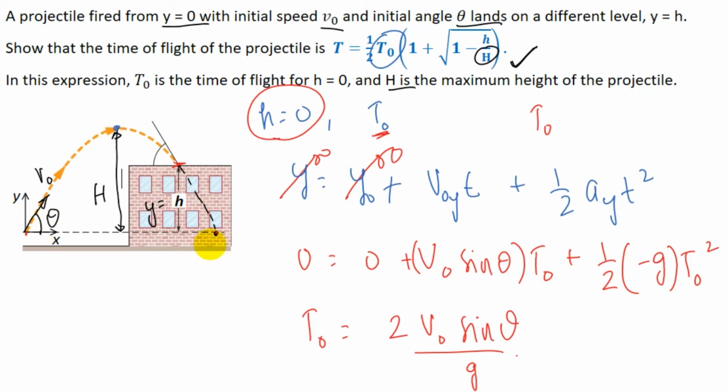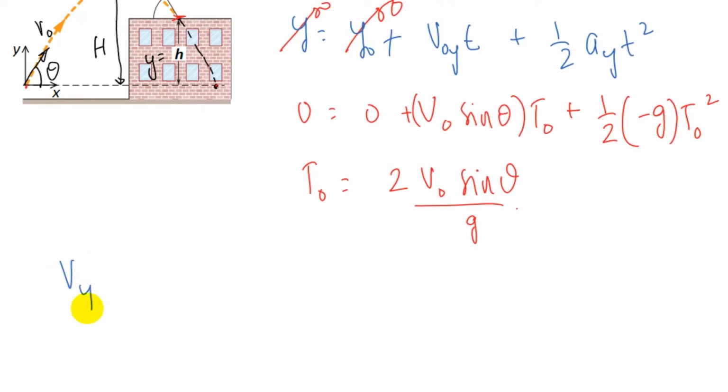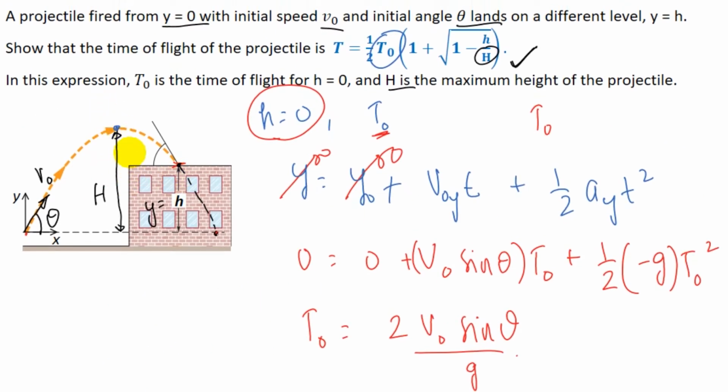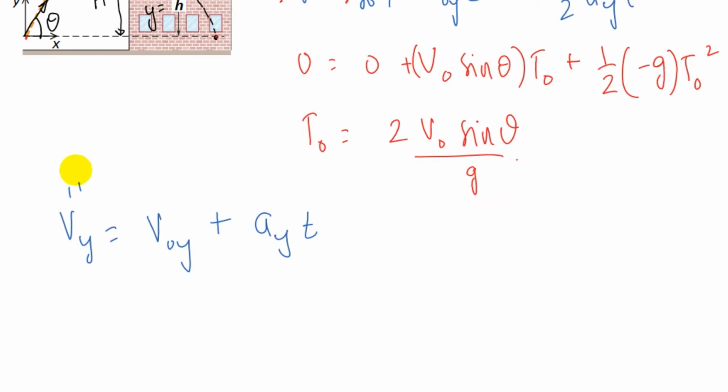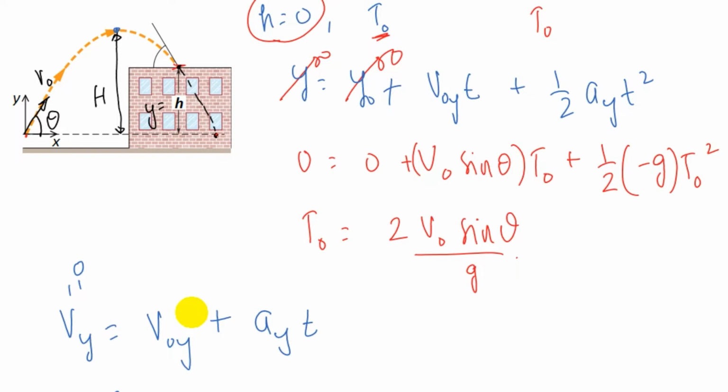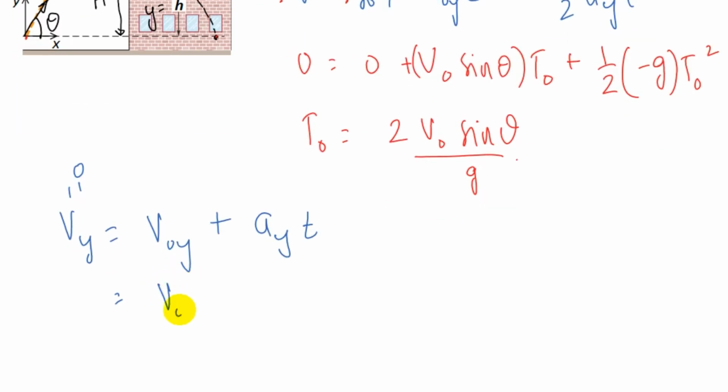And for that we can use this equation. Vy is equal to v naught y plus ay t. Now at this point the vertical velocity becomes 0. So this Vy we can equate to 0, and v naught y is v naught sine theta. So v naught sine theta minus g t, because ay is minus g.